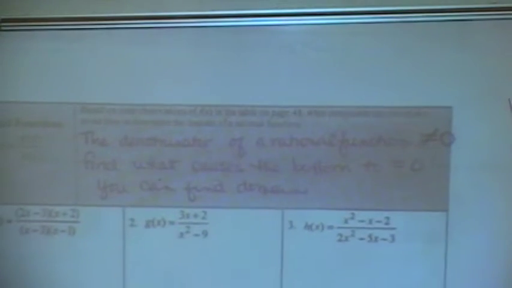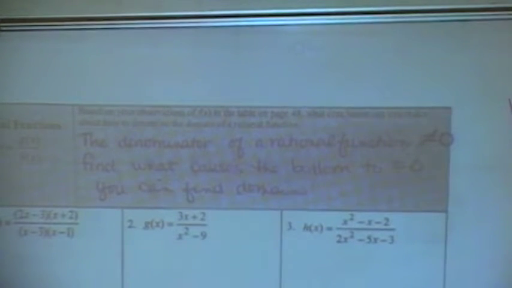So if we can find what causes the bottom to equal 0, you can find the domain without looking at it, without a graph. Okay, so the first example, they were so nice to us on the first example.